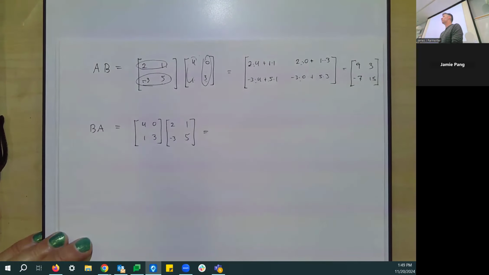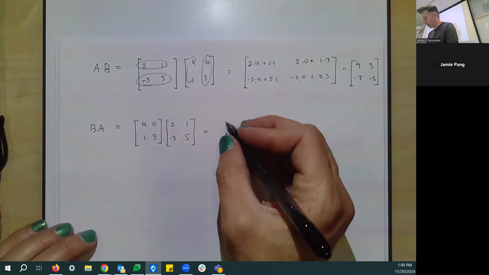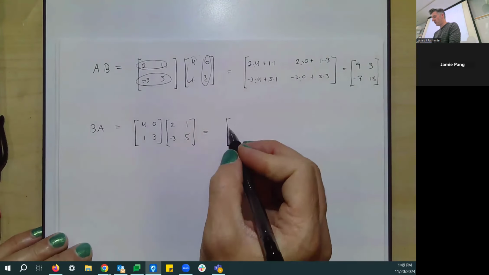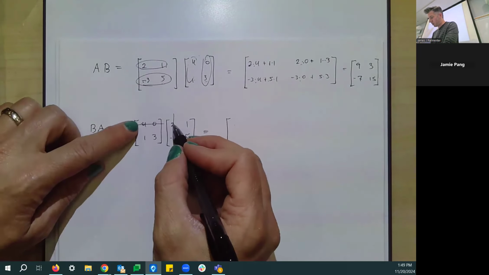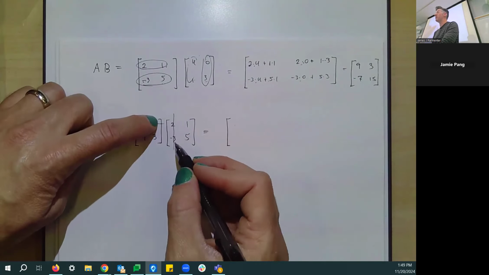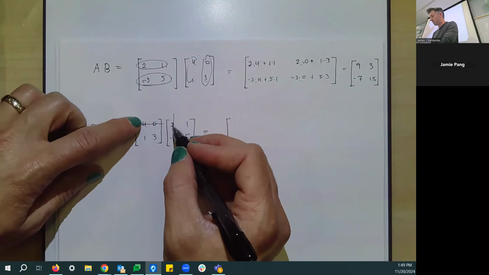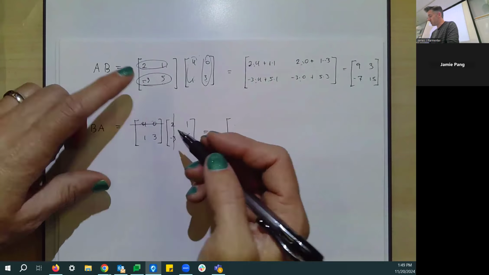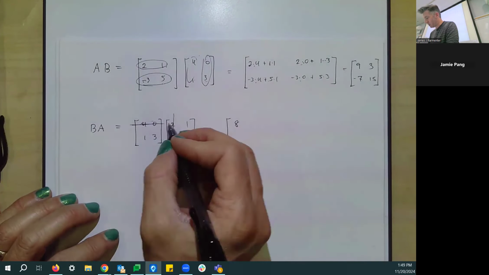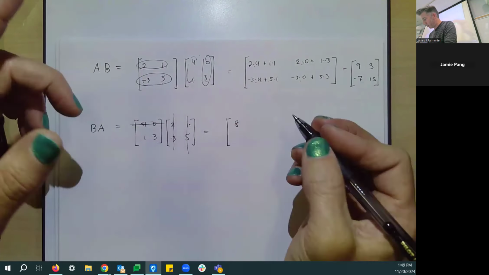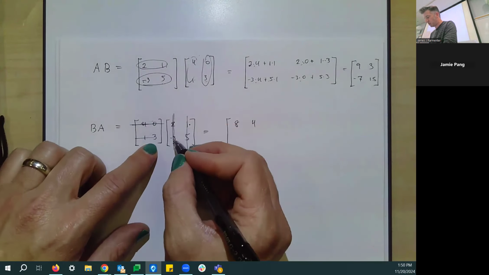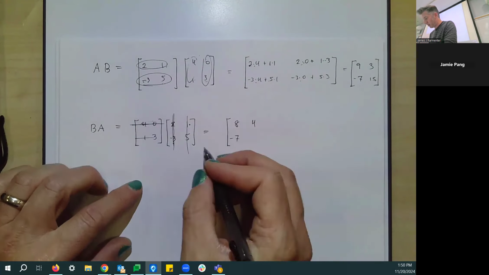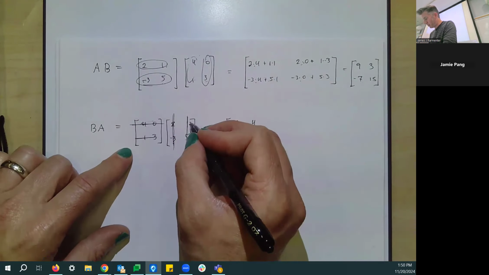So I want to point out that you want to be able to do this relatively quickly without writing too much down. So watch how I do this for a second. When I look at this first entry here, I'm thinking, great, first row, first column, 4 times 2 plus 0 times negative 3. I shouldn't even have said the negative 3. I should have said 4 times 2 plus 0 times, it doesn't matter. 4 times 2, 8. Okay, great. First row, second column, 4 times 1 plus doesn't matter. Second row, first column, 1 times 2 plus 3 times negative 3 is 2 minus 9, which is negative 7. And finally, second row, second column, 1 plus 15 is 16.